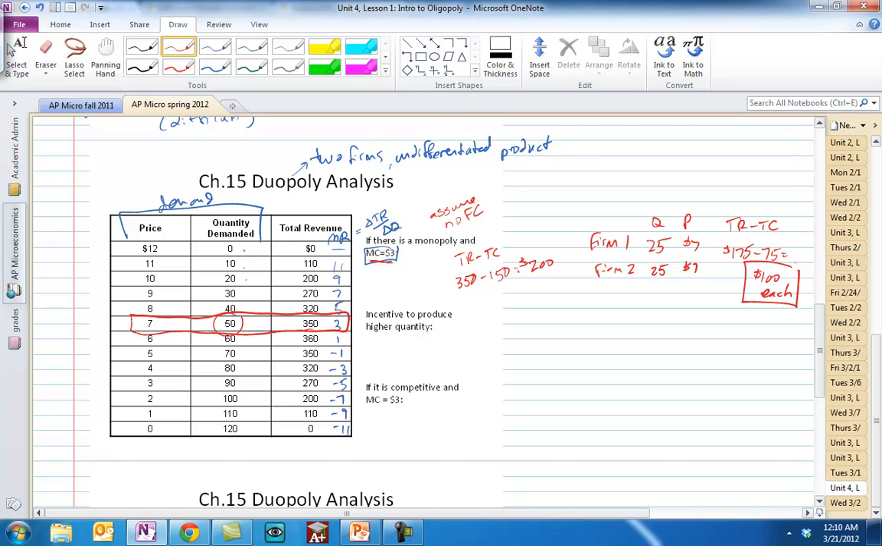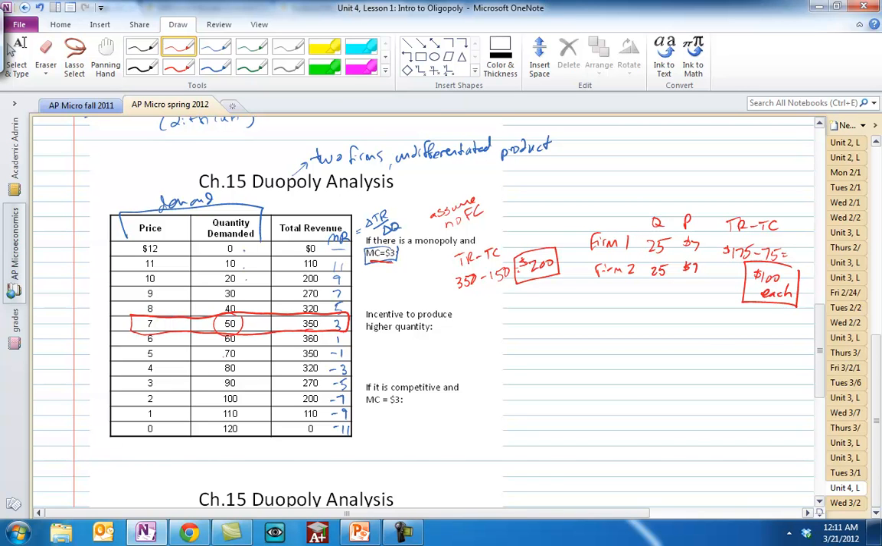Doesn't sound as good as $200, but they're basically splitting in half the profits of what it would be if one of them had a monopoly over the industry. That's actually the most total profit that the two of them can make. We should be able to recognize that since this is the profit maximizing point for a monopoly, that means that 200 is the most total profit of any of these choices.